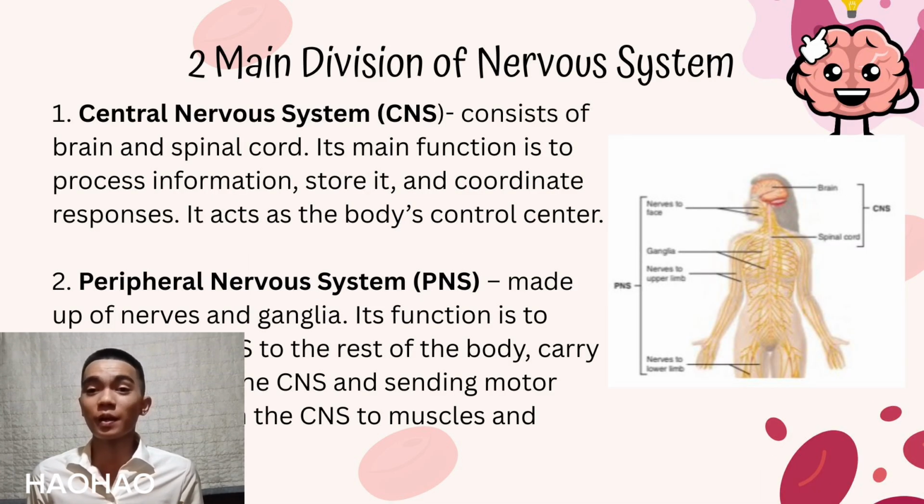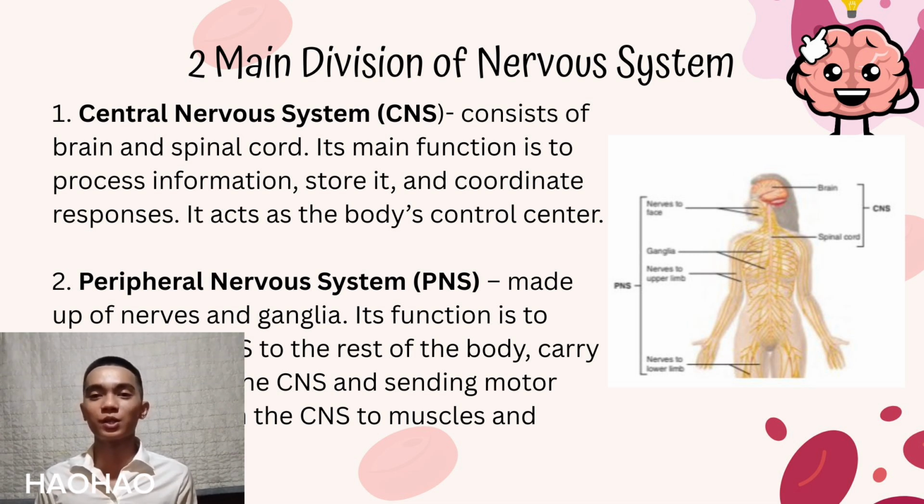So, in the nervous system there are 2 divisions, which are the central nervous system or CNS and the peripheral nervous system or PNS. But first, let me explain the central nervous system. The central nervous system or CNS consists of the brain and spinal cord. Its main function is to process information, store it, and coordinate responses. It acts as the body's control center.